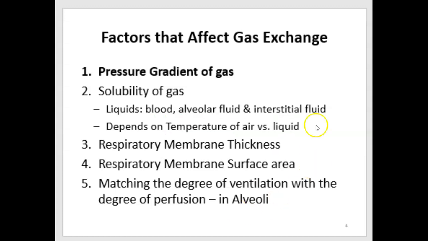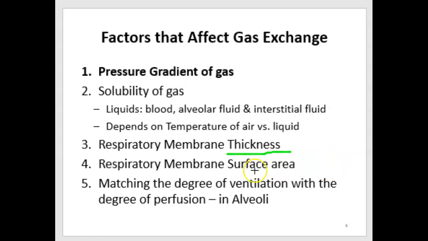Two other factors that contribute to how efficient gas exchange is relate to the respiratory membrane. How thick is it? So normally the thickness of the respiratory membrane is constant, but if you have mucus plugging up the respiratory membrane, obviously, or some other disease like cystic fibrosis, obviously it's harder for the gas to move across that membrane.